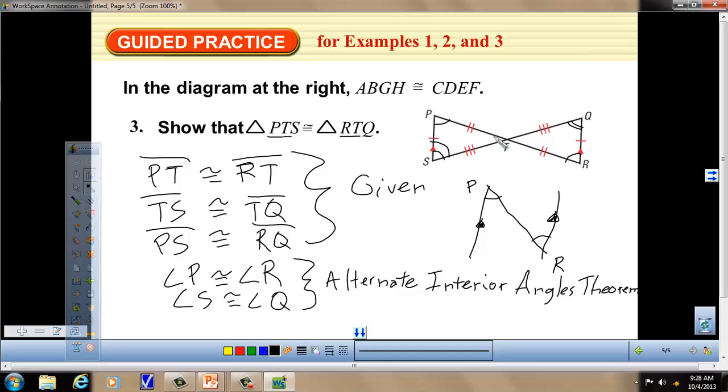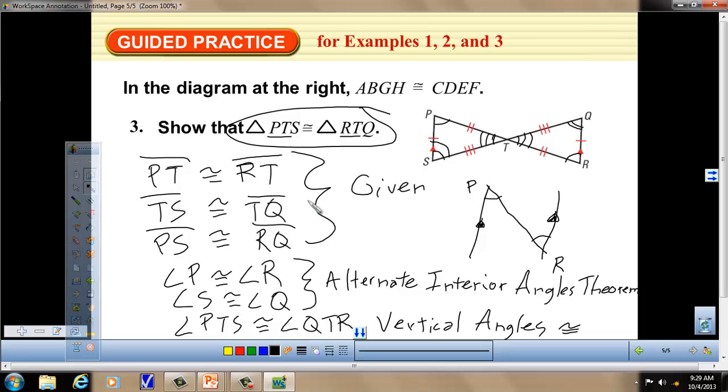And then finally, we know that this angle right here and this angle right here are equal. Do not say that angle T is congruent to angle T, because we don't know what we're talking about when we say angle T. We need to name it very specifically. So we would say angle PTS is congruent to angle QTR. And the reason for this would be that vertical angles are congruent. And that would be it, because we would have all three sets of angles, all three sets of sides are congruent. Therefore, the two triangles are congruent.